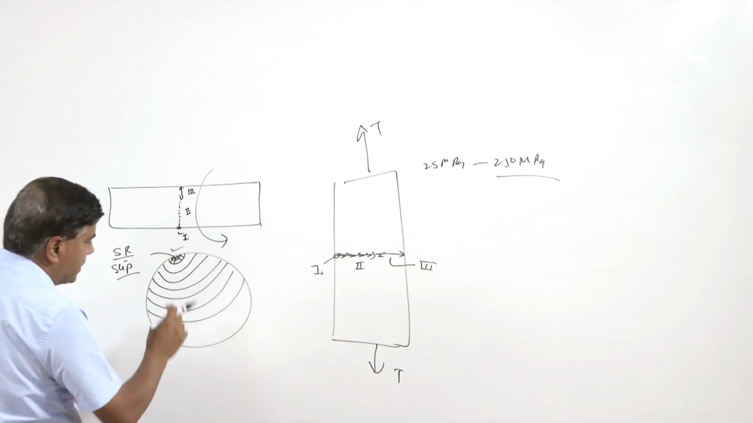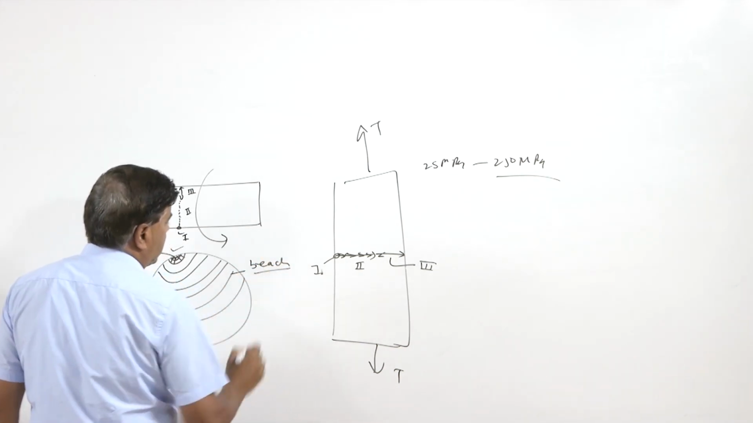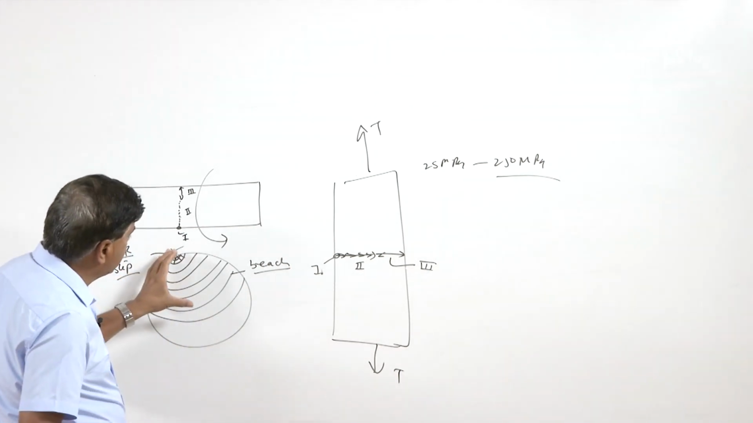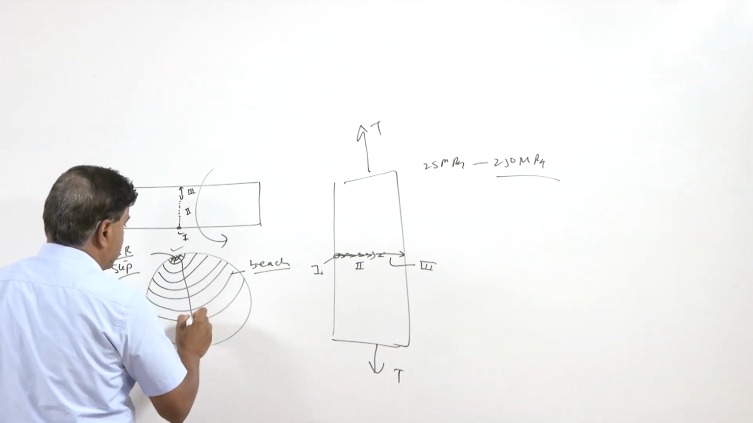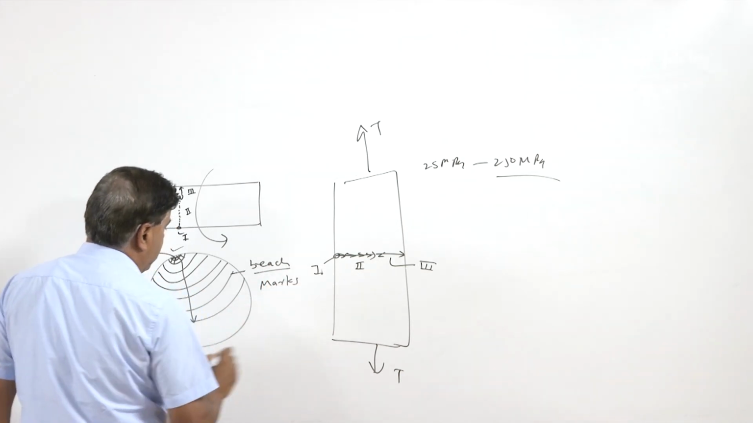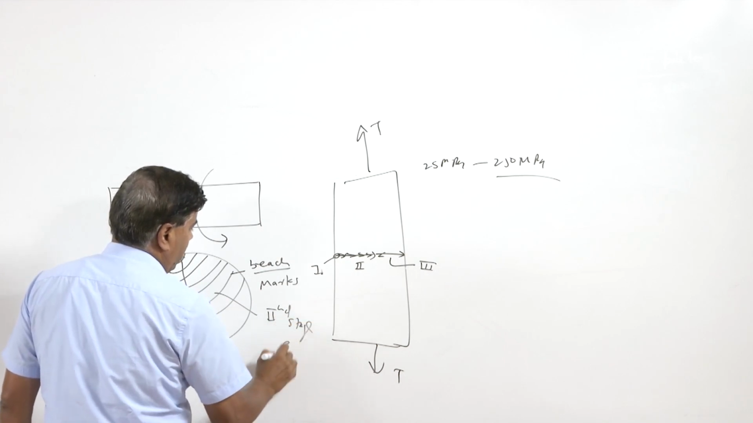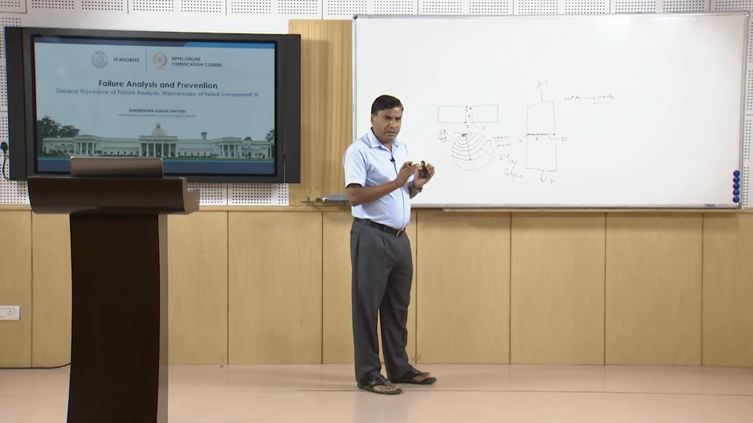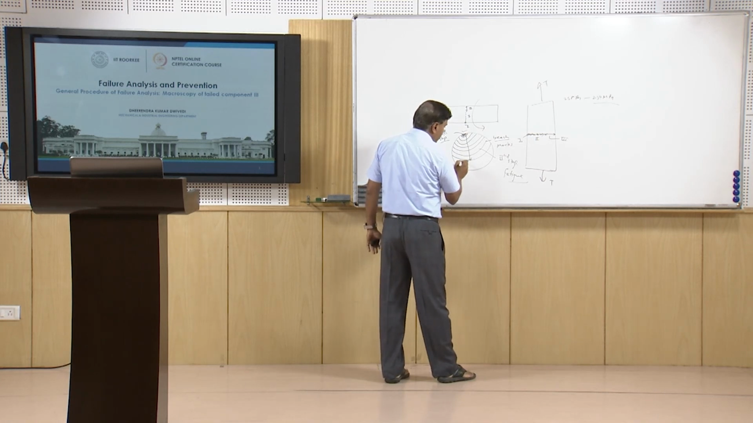These concentric circles are similar to beach marks, and they indicate how far or to what extent the second stage of the fatigue fracture has progressed. Basically, these concentric circles or beach marks indicate the second stage of the fatigue fracture. And thereafter, the load resisting cross-sectional area is reduced to such an extent that it is not able to take the load.